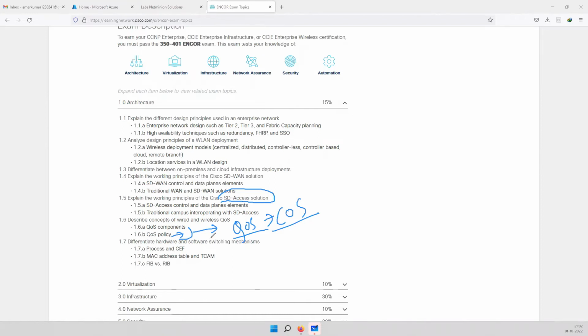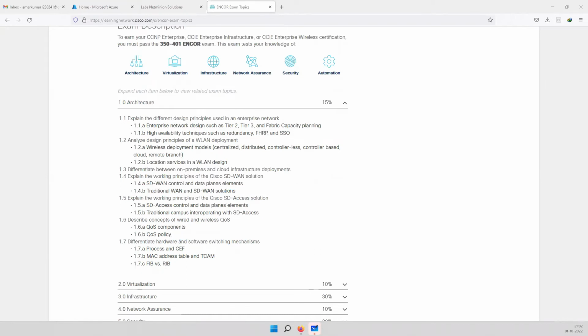Then we are going to talk about different types of hardware and software switching. Here we are going to talk about what is CEF, what is a MAC address, what is TCAM. CEF is Cisco Express Forwarding. And we are going to cover the forwarding information base and the routing information base. What is the difference between these? We are going to talk about that. So this is the part of architecture where we are going to discuss these things.